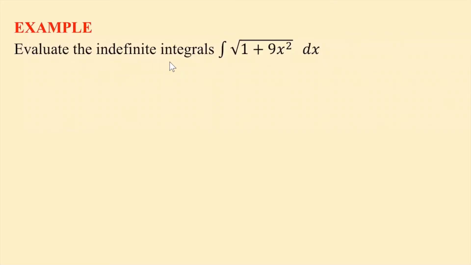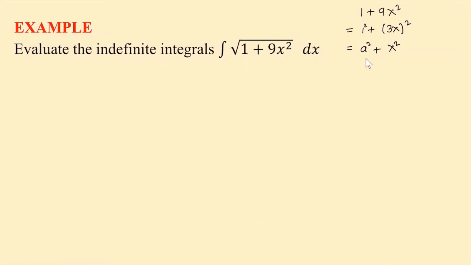Example: evaluate the indefinite integral of the square root of 1 plus 9x squared dx. If we look at this integral carefully, it has the form 1 plus 9x squared, which is the same as 1 plus (3x) squared, with 1 being the same as 1 squared. So this is the same as a squared plus x squared. In place of a, I have 1. In place of x, I have 3x.